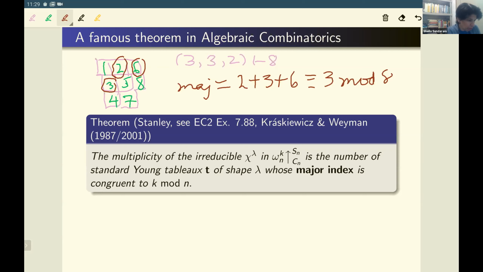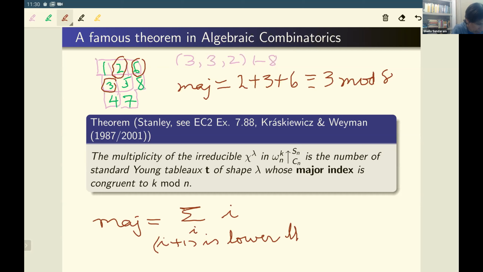So what we're looking at is the notion of descents, and you're adding up. So the major index is the sum over all i such that i plus 1 is lower than i in the tableau T. Right? So that's what I did. Okay. All right, so this is really a remarkable theorem, I think.